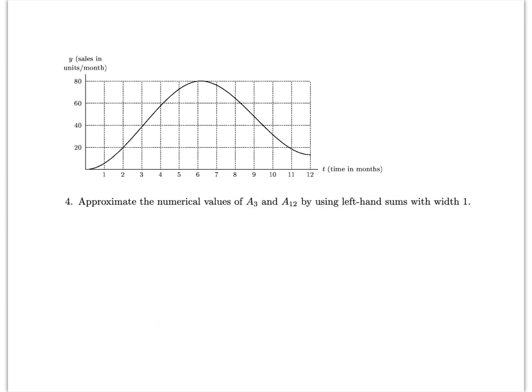Approximate the numerical values of A3 and A12 by using left-handed sums with a width of 1. All right, so I'm just going to rewrite A3 here. It was 1/3 times the integral from 0 to 3 of y of t dt. Okay, so from 0 to 3, I'm going to approximate this integral. So I have my 1/3.